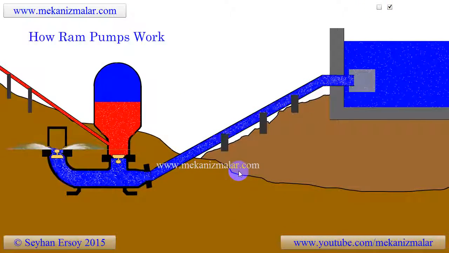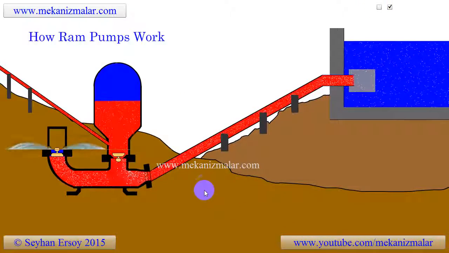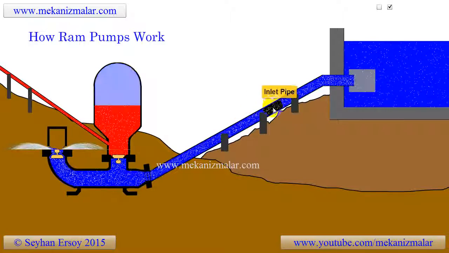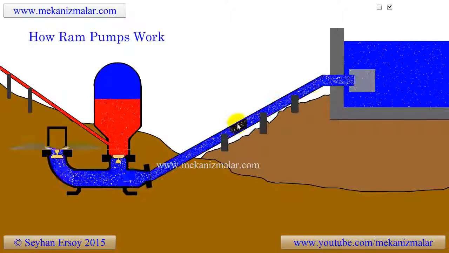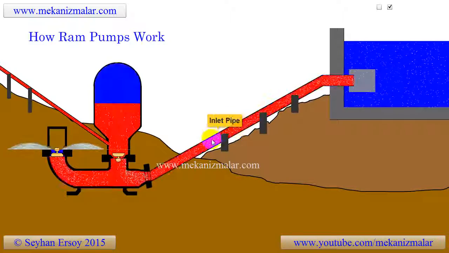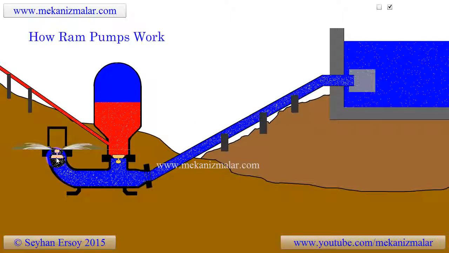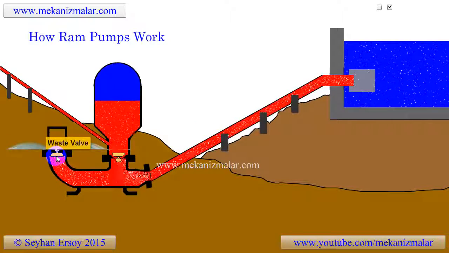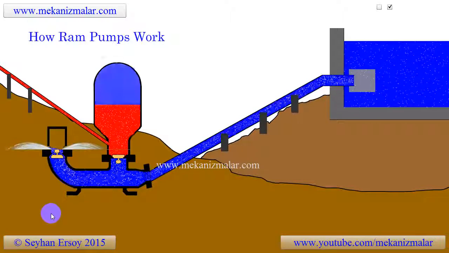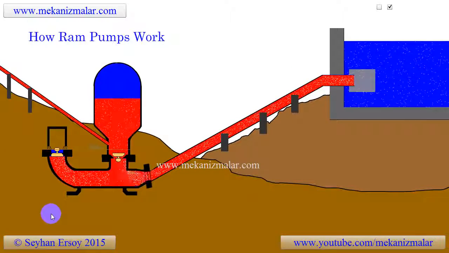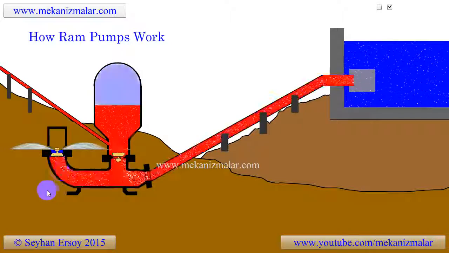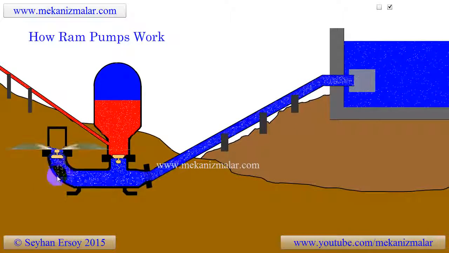Here is how this ingenious mechanism works. The water flowing from higher elevation is fed to the ram pump through inlet pipes. Since the waste valve is initially open, the water begins to flow outward at high speeds and is discarded to the environment. This causes the pressure around the waste valve to drop and shuts it quickly.